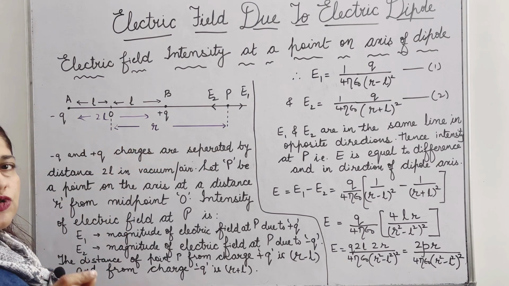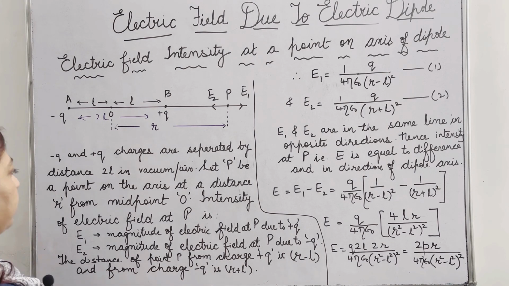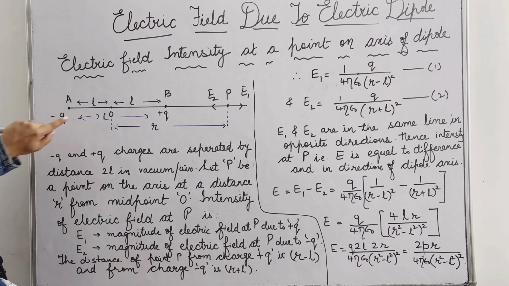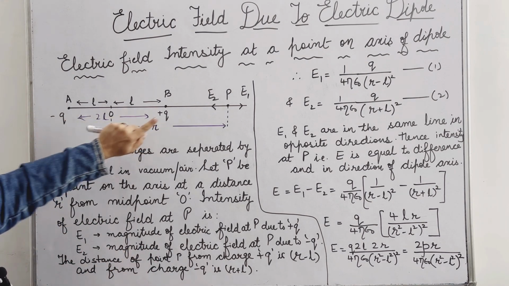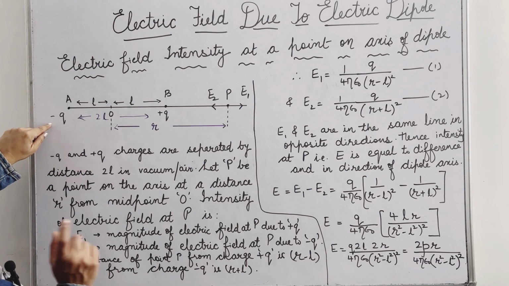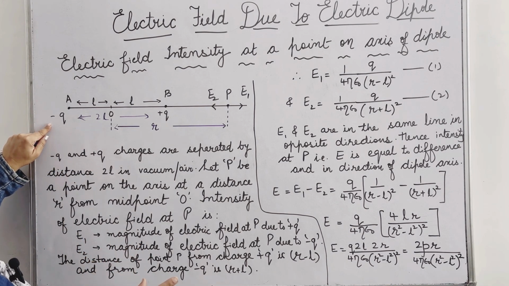Every distance is to be measured from the center. Now, the electric field: we are taking the magnitude due to plus q charge as E1, and due to minus q charge we are taking electric field intensity E2. Now, if you look at the diagram, we need distance also for the electric field.